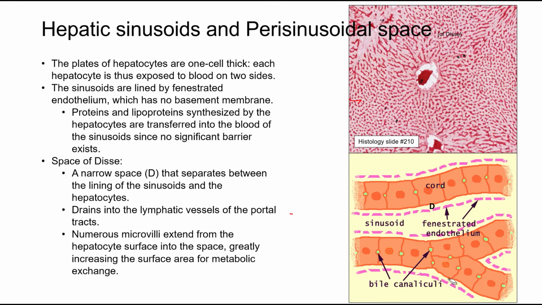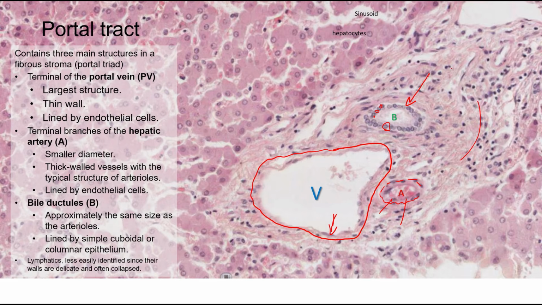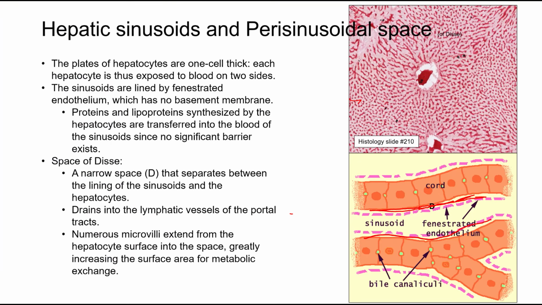And between the hepatocyte and the sinusoid, there is a space here, which is called the perisinusoidal space, or the space of Disse. It's a narrow space. You cannot see it clearly in light microscopy, and it drains to the lymphatic vessels in the portal tract or portal triad. Remember, I mentioned here that there are also lymphatic vessels. These lymphatic vessels drain the perisinusoidal space. So substances that cannot reach the blood will pass in the perisinusoidal space to be drained by the lymphatic system.